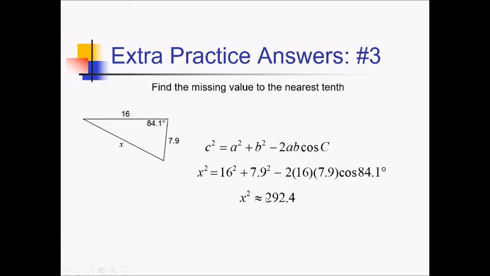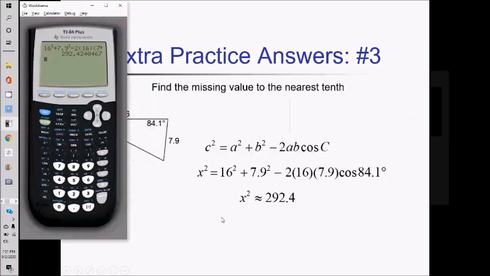To get x, I have to square root that, which I will do on the calculator. So let me do second and then get the square root there. And I'm going to use the full value. I can do that quickly by just arrowing up and pressing enter and then enter again to give me 17.1.